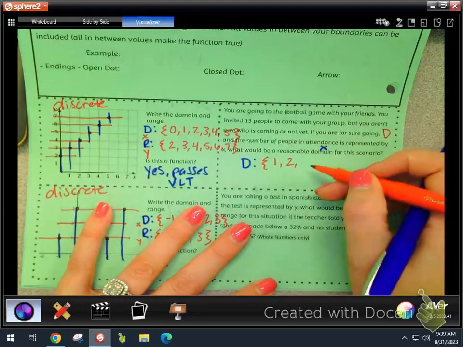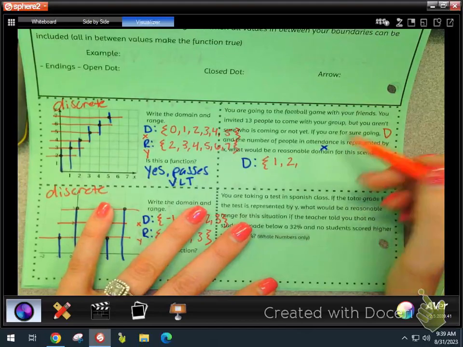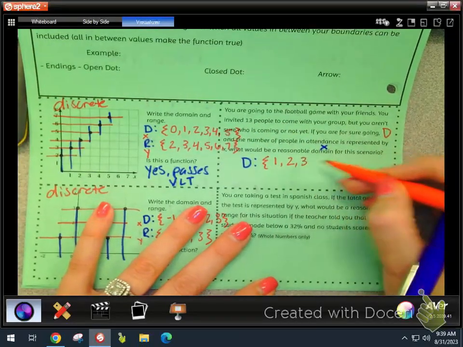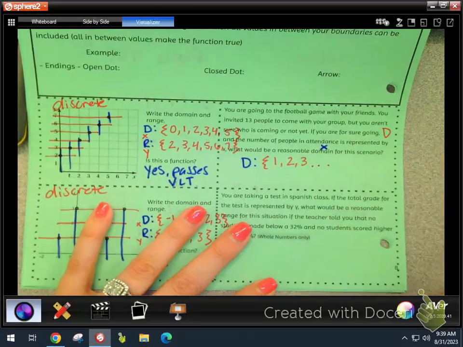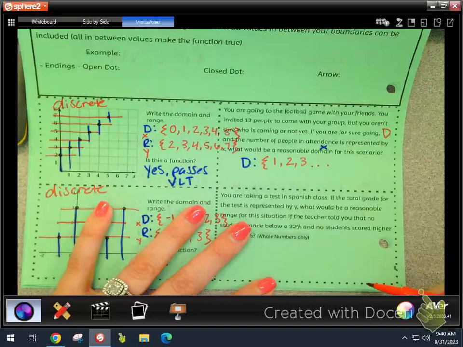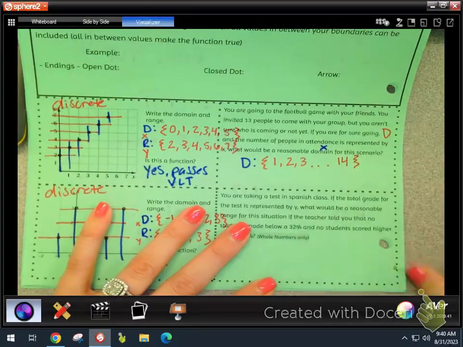How'd you know 13 was your upper boundary? Because you invited 13 people to come. So 1, 2, 3, ... I'm okay if y'all use ... because we don't need to write every single number between then. And we invited 13 people, plus ourselves. So what's really the boundary? 14. And that's your domain.